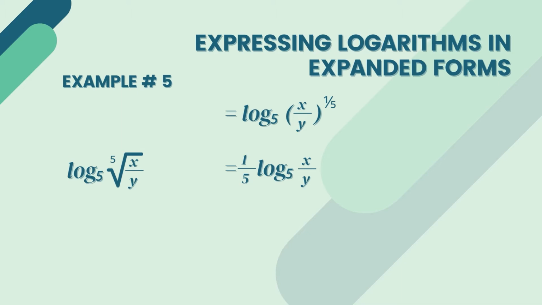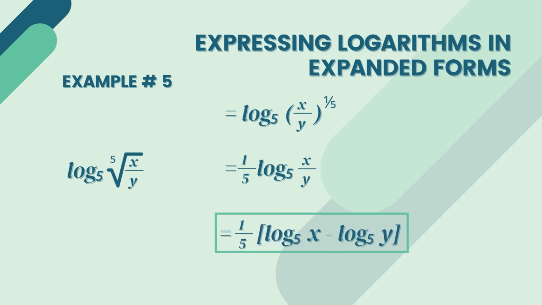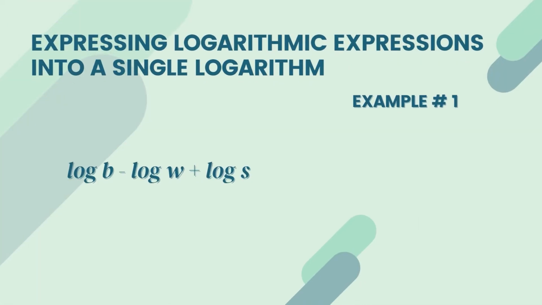Now that we don't have a power over our x divided by y, we can finally separate them using the quotient rule. So our final answer would be 1/5 log base 5 of x minus log base 5 of y. We have to use brackets to show that 1/5 is being applied to both logarithms. Moving on, let us now learn how to express logarithmic expressions as a single logarithm.